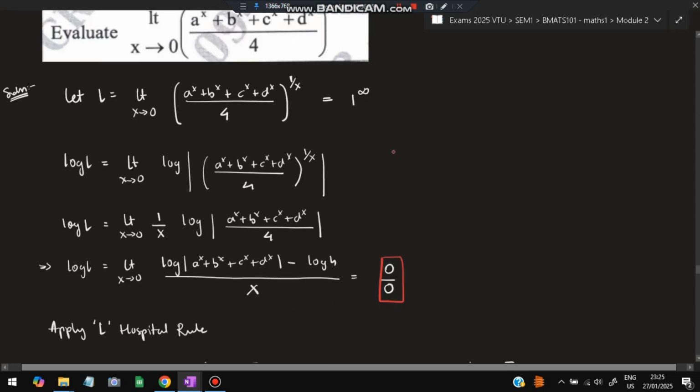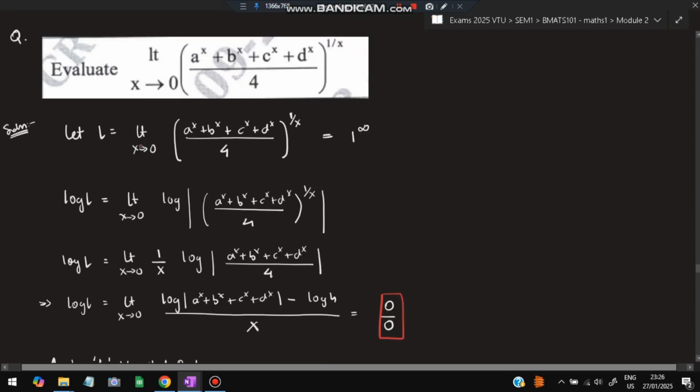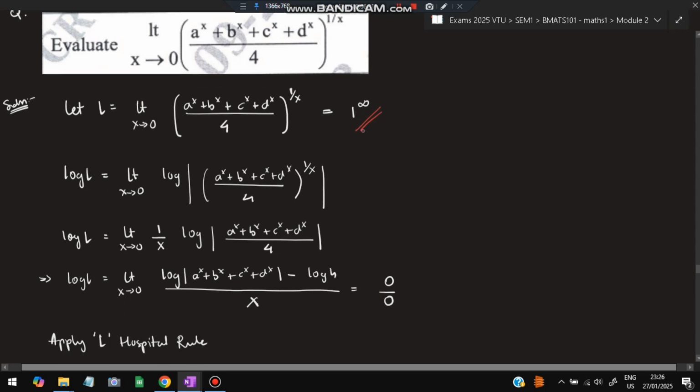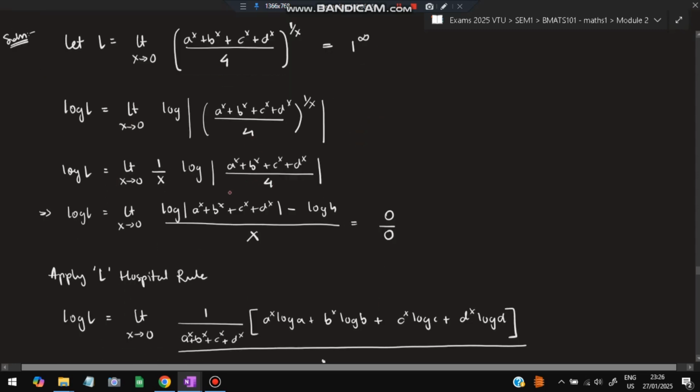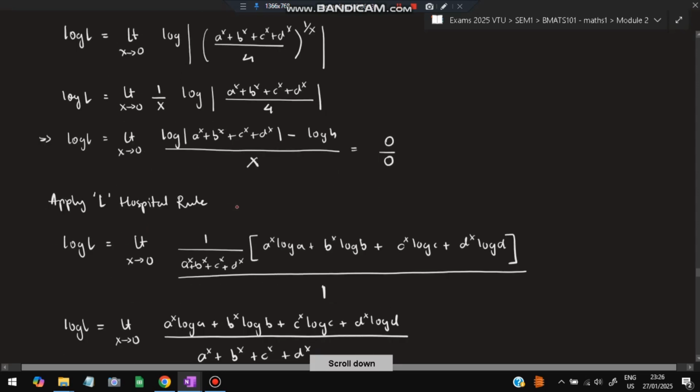Again, from the start: first you get this question, apply the value 0. If you get an answer like infinity, you have to take the logarithmic value on both sides, reach after 2 to 3 steps, and again apply the value 0. You will get an answer 0 by 0. That means you have to apply the L'Hospital rule.